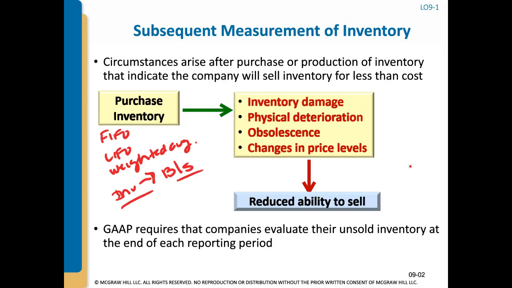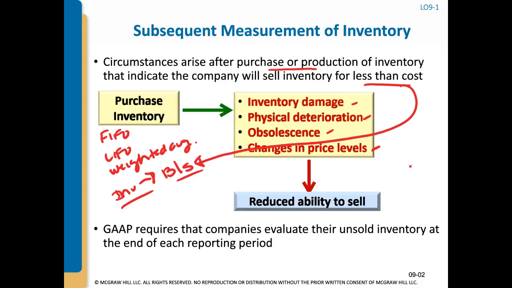And there are things that arise after you purchase or produce your inventory that might indicate that your company will sell your inventory for less than the cost, so for less than what's on your balance sheet. That could be because of damage, deterioration, or obsolescence, or changes in price levels. Like if the demand is not there, then the value of that inventory goes down.